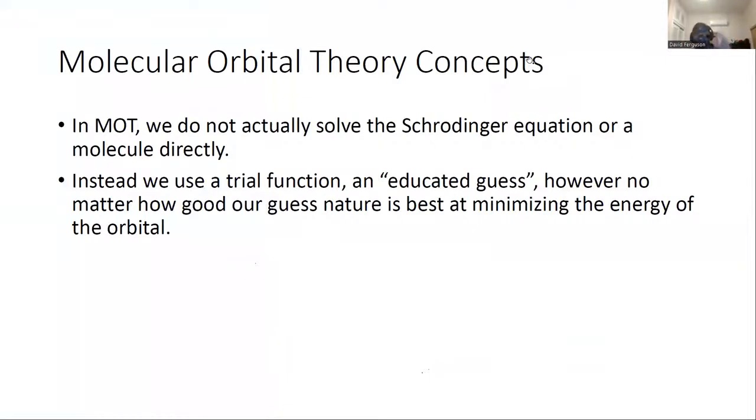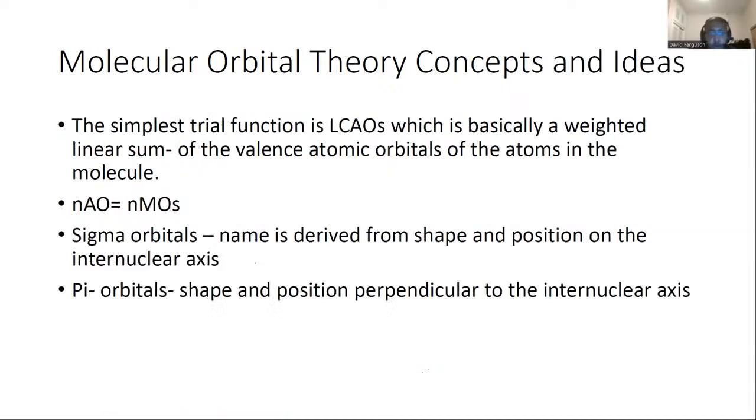In MO theory, we do not actually solve Schrodinger's equation for a molecule directly. Instead, we use a trial function, an educated guess. The trial function we use in this case would be LCAOs, linear combinations of atomic orbitals. However, no matter how good our guess, nature is the best at minimizing the energy of the orbital. The simplest trial function that we are going to use in this class is the LCAO, which is basically a weighted linear sum of the valence atomic orbitals of the atoms in the molecules. So this is the big idea I pointed to earlier: n atomic orbitals equals n molecular orbitals.